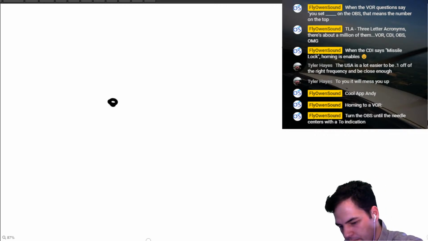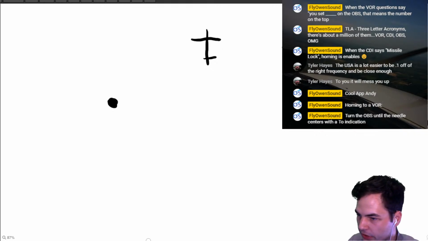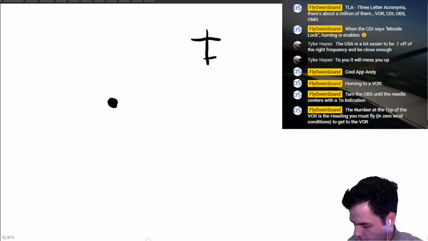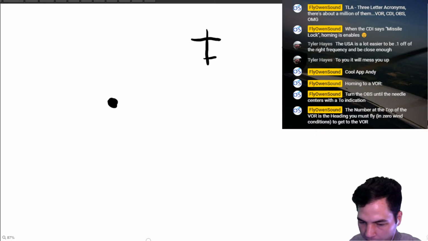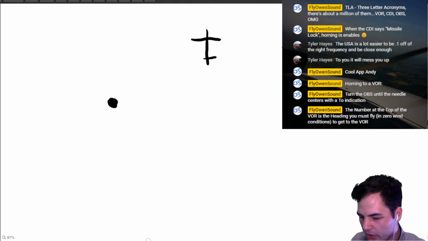Okay, so I got my VOR. And let's say my airplane is over here. I don't know that, of course, but for the sake of the argument, in this case, the airplane is to the northeast of the VOR. But like Dave's typing in the chat there, we don't actually have to even know that to run this procedure.